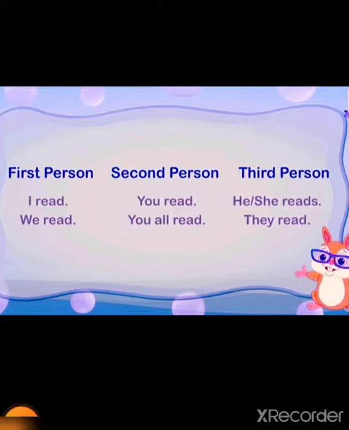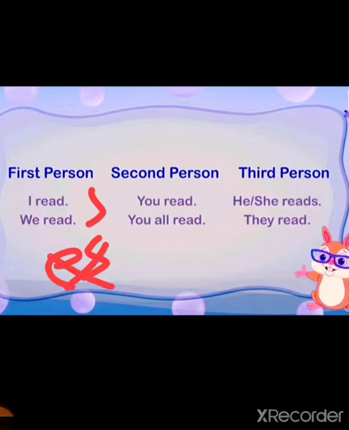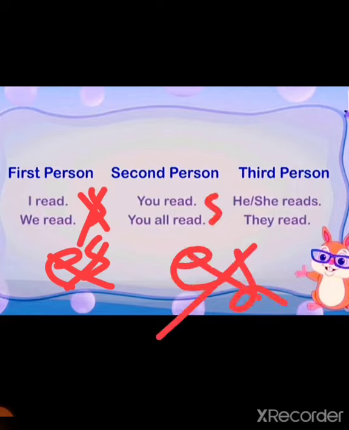Okay, after first person, we do not add s or es. Very simple. But in second person also we will not add anything. You read, you reads, we never say. You all reads, that is also we never say. So in second person also there is no need to add s or es. Then where will we write?